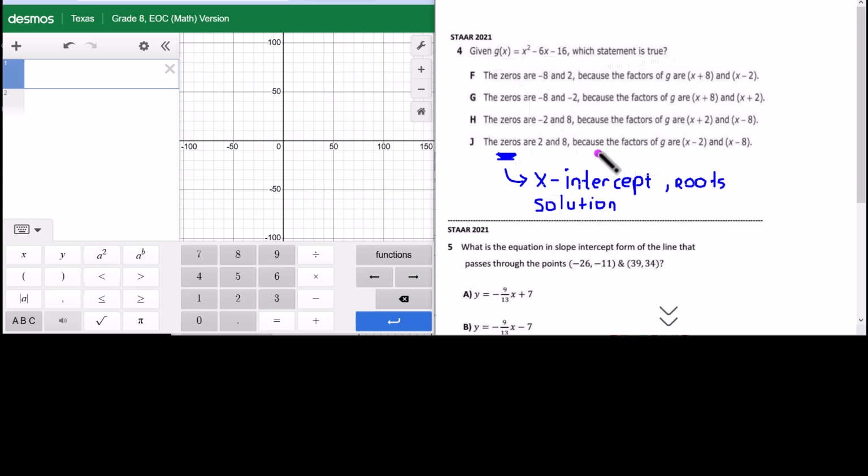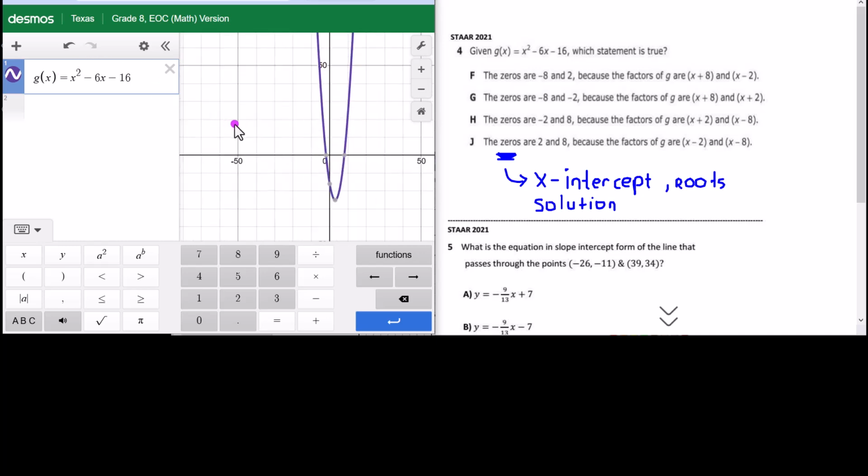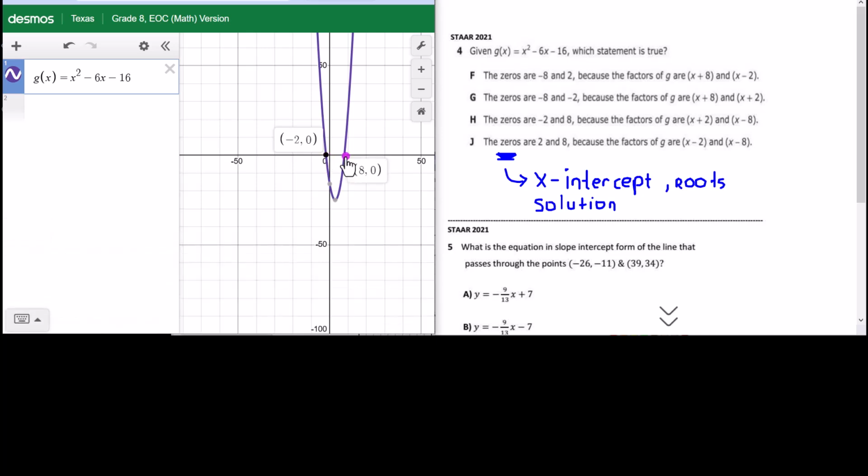And why is that important? Because if I have a question like this on the STAR test, I can click right there on the decimals. I can just copy the function just as it is written. So x squared minus 6x minus 16. If you see, I have my graph, and all I have to do is click on the x-intercept, and I can see the x-intercept is negative 2, 8. So there you go. The answer is letter H.